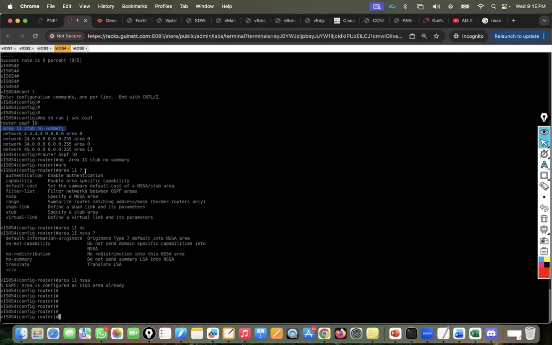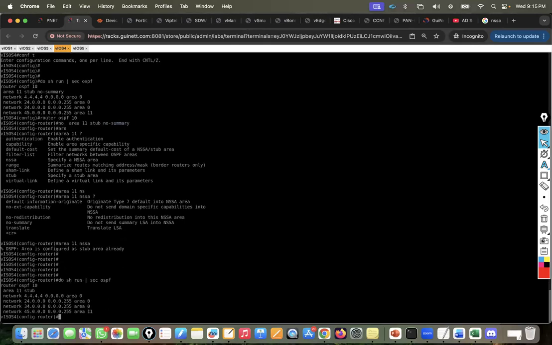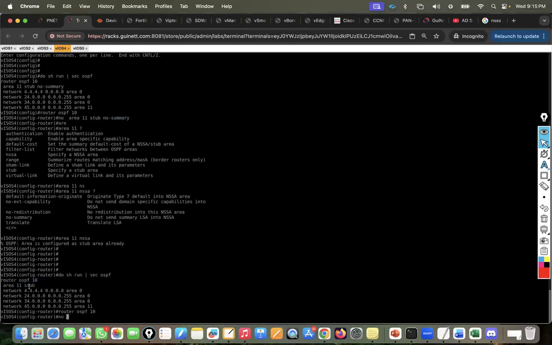Actually, what happened? See, I ran this command, no area stub, on the router. But you know, this command has two keywords. Listen carefully. The first time, it removes the no-summary keyword and keeps the stub. If I want to remove the stub also, let me show you the configuration, I need to run this removal two times, then it is going to work. It's very important, so you have to be careful. If I run this command, it removes the no-summary keyword. Now, if I want to remove stub, I have to run the removal again.